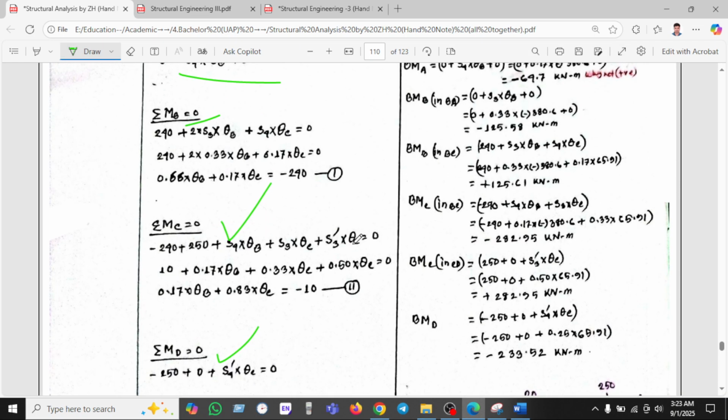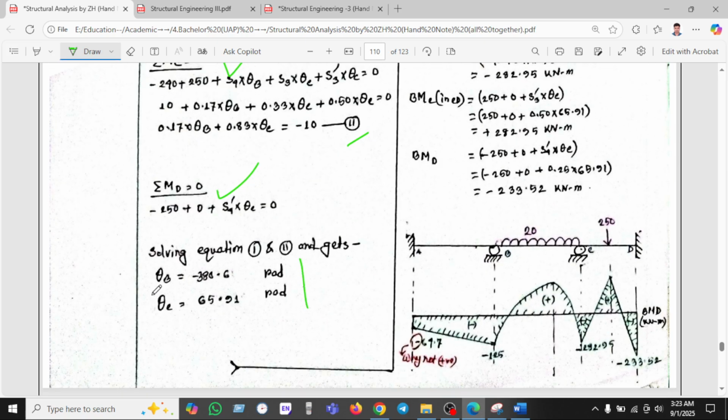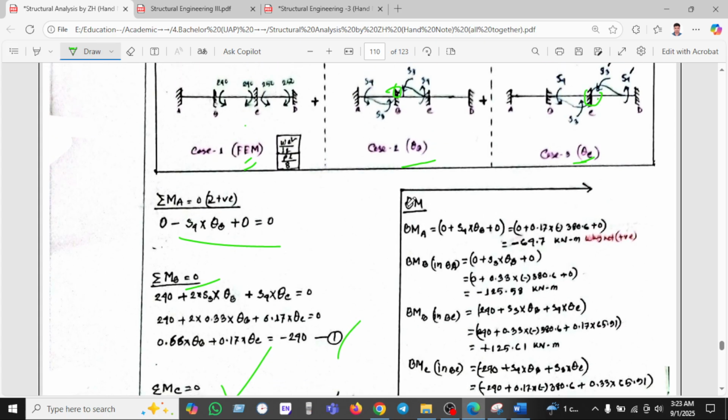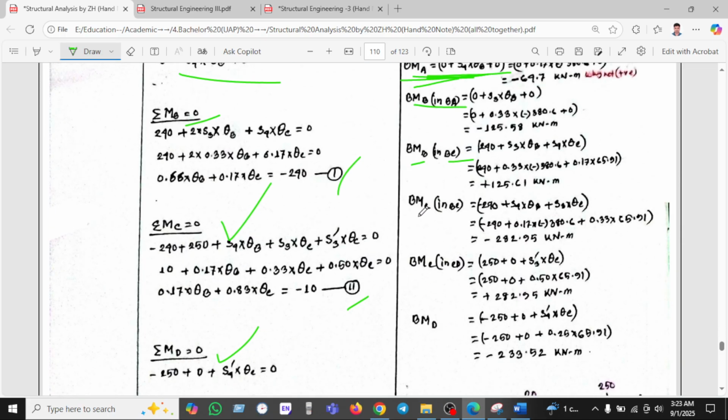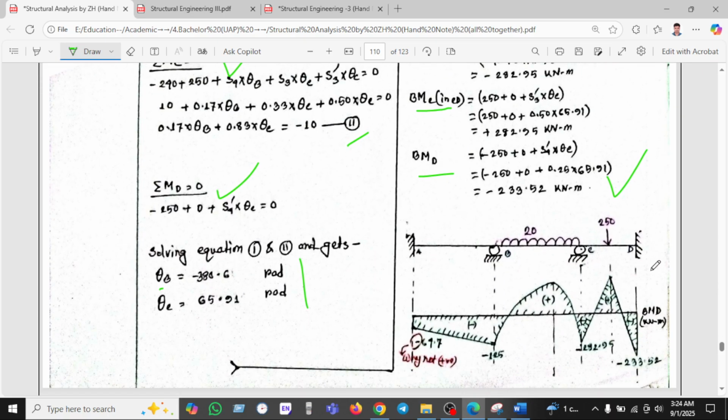Solving equation 1 and 2, this is 1 and this is 2, and finding the rotation B and C respectively. And then we can use the bending moment diagram, calculating the bending moment at B in AB, and bending moment B in BC, bending moment C in BC and CD, and consequently finding this below. After finding this below, we can draw the diagram of bending moment.